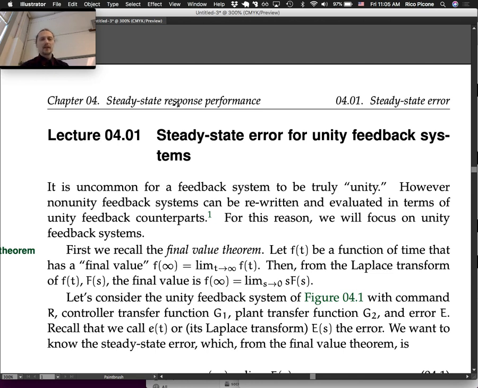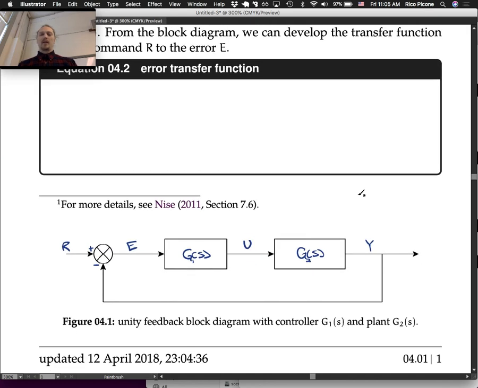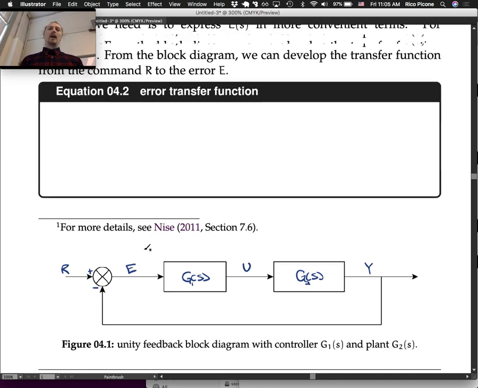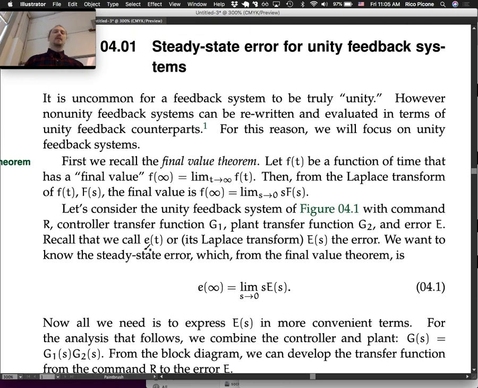So there's only one lecture in this chapter, 4.1, steady state error for unity feedback systems. It is actually uncommon for a feedback system to be truly unity, meaning that when we feed it back, so here's a block diagram, we don't have any transfer function or any gain or anything like that in the feedback path. It's uncommon for a system to be actually like that.